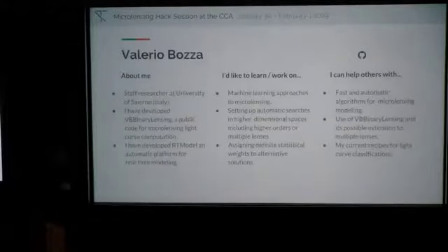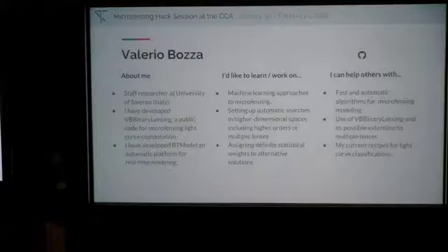Hi, I'm Valerio Bozza from Salerno University. I've been working on microlensing since 2000, basically. I've also done many other things in the middle, but mostly my main contributions have been the development of VBBinaryLensing and the RTModel that I presented today in practice.